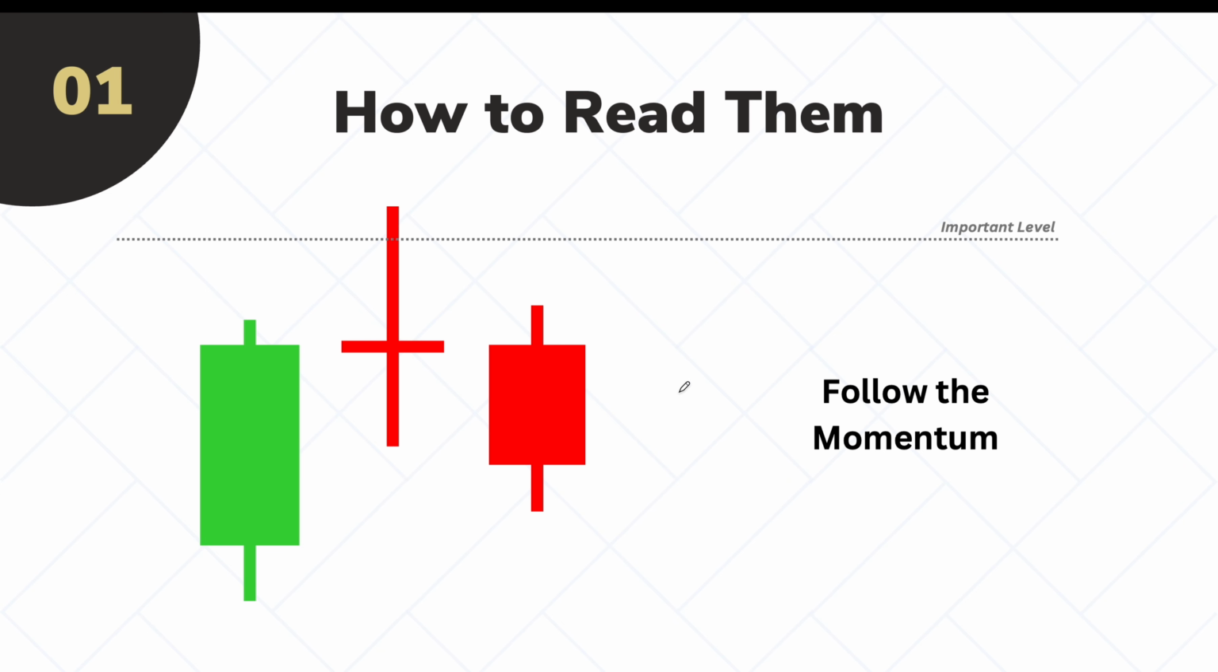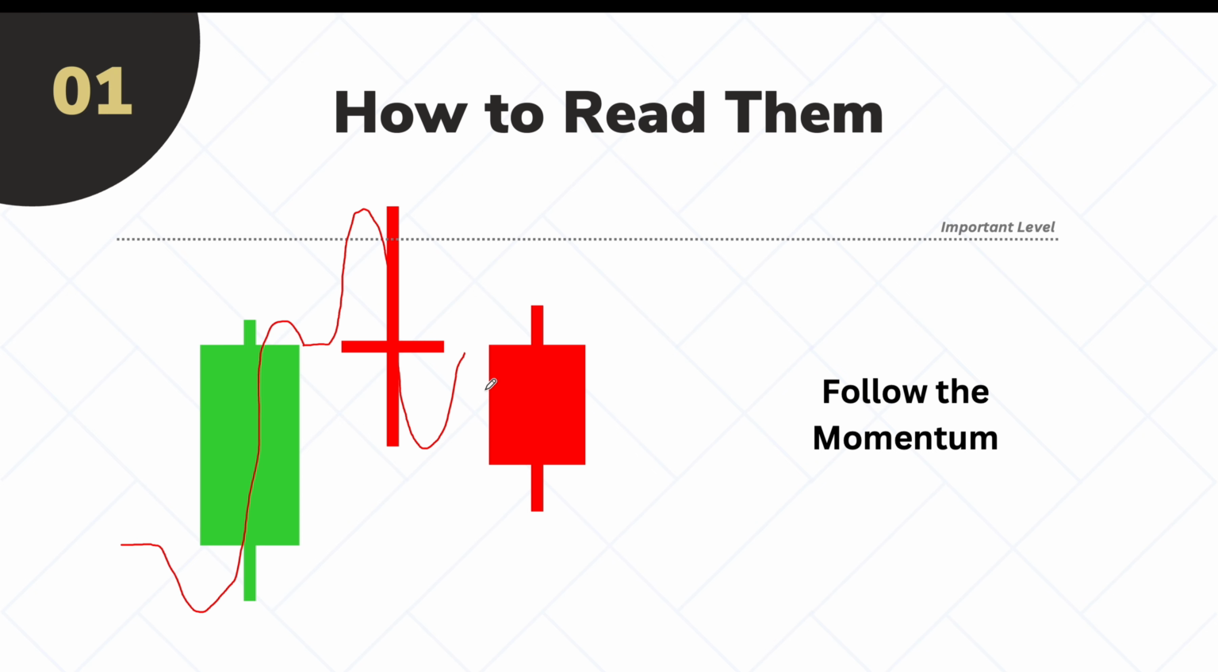Same on the other side. So for example, you reach an important level, an old high. So price here, open, low, high, close. So in this candle, we are going towards the important level. And then this candle, we open here, the high of the candle and the low of the candle, and we close here.